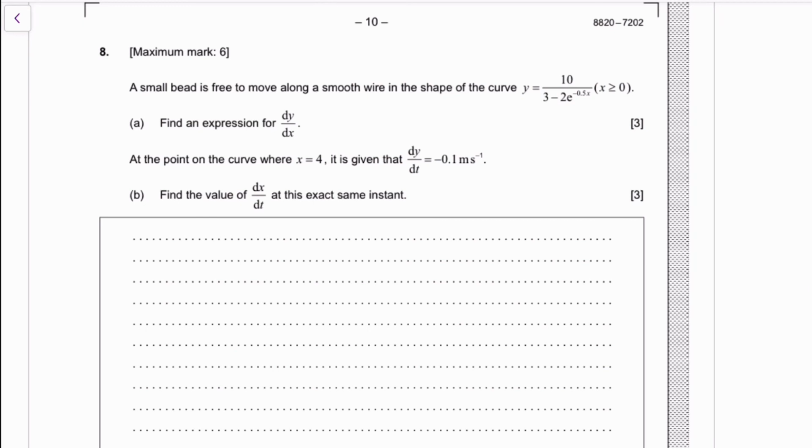Last question. Okay, a small bead is free to move along a smooth wire with this shape. Find dy/dx. So this is a related rate of change kind of thing.